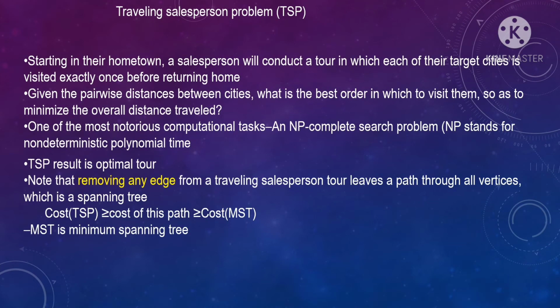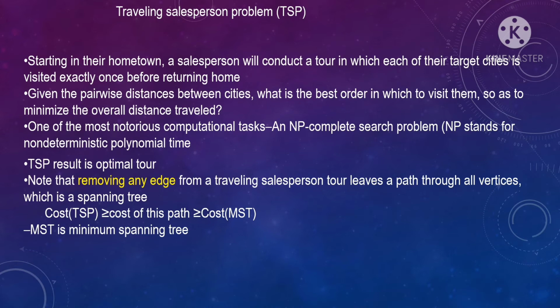Traveling salesperson problem. Starting in their hometown, a salesperson will conduct a tour in which each of their target cities is visited exactly once before returning home. Given the pairwise distances between cities, what is the best order in which to visit them so as to minimize the overall distance traveled? One of the most notorious computational tasks and an NP-complete search problem. NP stands for non-deterministic polynomial time.